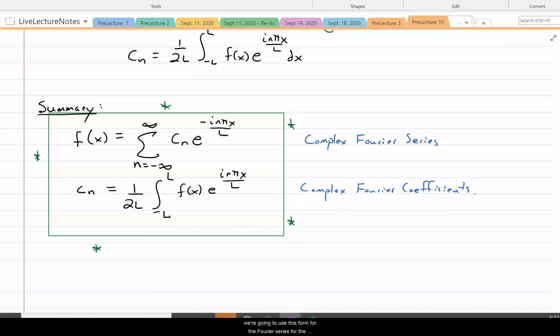And we're going to use this form for the Fourier series for the rest of the semester. So we're going to work only in terms of complex Fourier series for the rest of the semester and not trigonometric functions. So in class, we'll start working on some examples with this to get you some practice with it and kind of get the brains working again with Fourier series. And then eventually we'll work our way towards the Fourier transform. I hope you've enjoyed this pre-lecture, and I'll see you all in class.